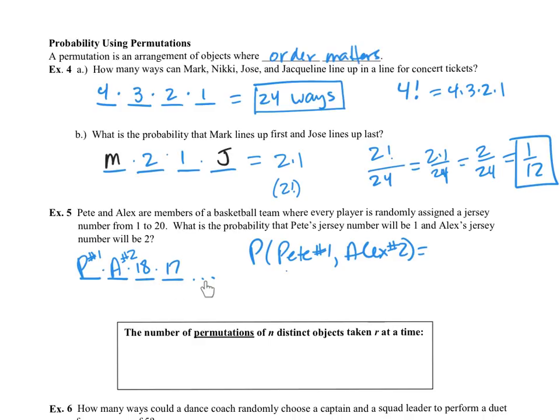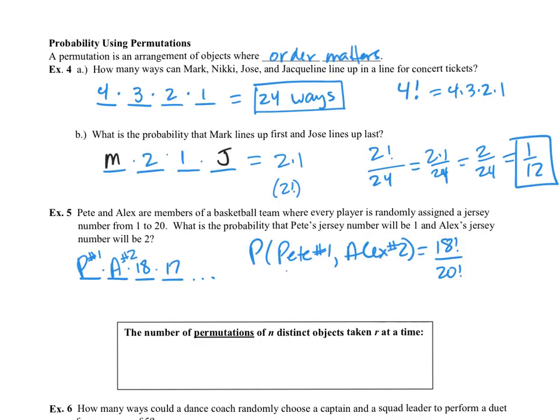Well, as you can see, there are 18 times 17 times 16 times 15, etc. That's called 18 factorial ways of that happening. So 18 factorial out of, there are 20 factorial possible outcomes. Because remember, there are 20 jerseys for the first person, and then 19 for the second, and 18 for the third, and so on. So 18 factorial over 20 factorial.